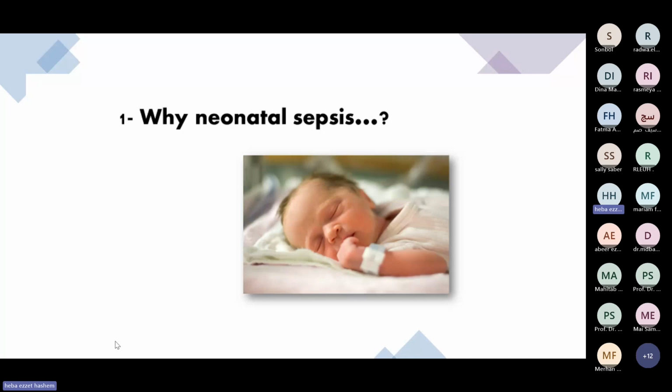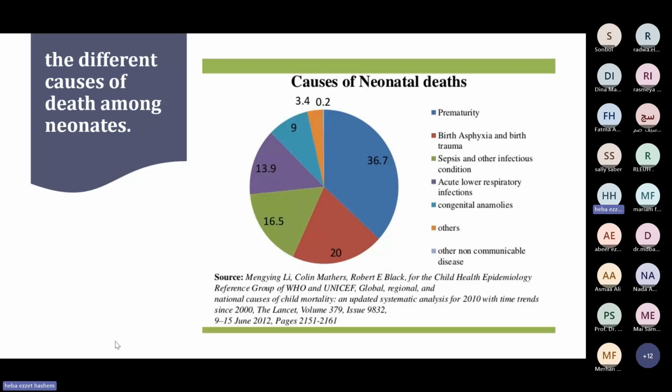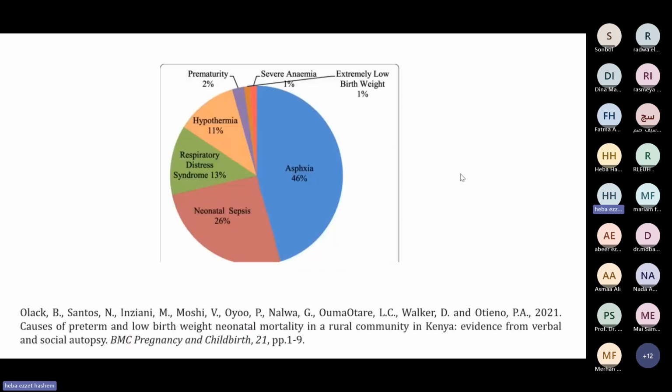Firstly, why neonatal sepsis? Why are we discussing neonatal sepsis today? Because neonatal sepsis is associated with high mortality and high morbidities among the survivors. This slide demonstrates the different causes of death among neonates, and here it is evident that neonatal sepsis and other infectious conditions are at the top of the list of the causes of neonatal mortality.